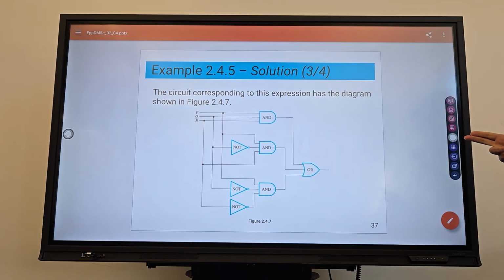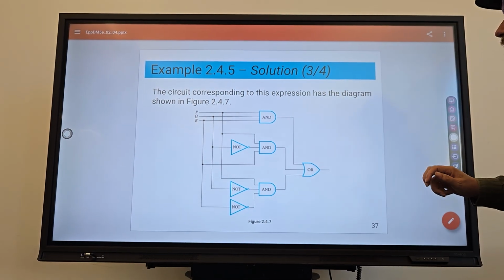Now, this is not simplified. You could make this a little bit easier, but this would work. It would have the correct outputs given the inputs of the state table.